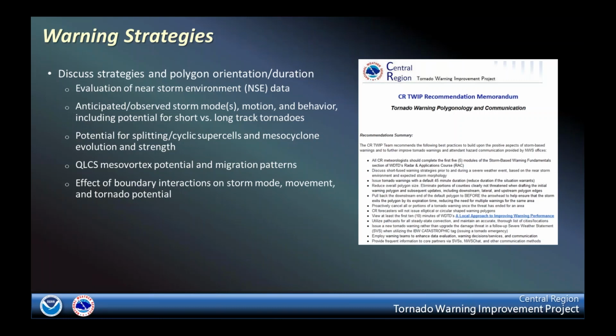So obviously you want to look at the NSE data. I mean, you all do that anyway. And then what do you anticipate? And then during the event, what do you observe as far as storm modes go, the behavior and the motion of storms, and what is the potential today for short track versus long track tornadoes and how that might affect how you send out your warnings. Supercells, are they going to be splitting and cyclic? And how does this affect mesocyclone evolution? And QLCS mesovortices, how do you think that's going to evolve using the 3 ingredients method? And how's that going to dictate how you draw your warnings based on that?